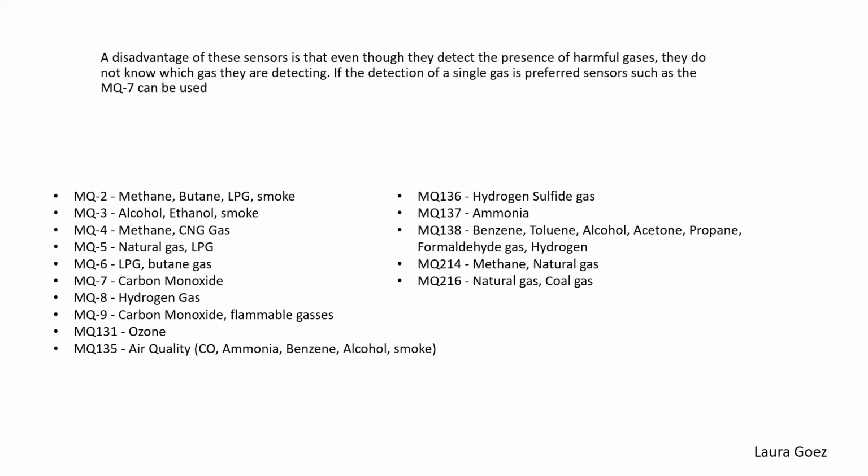A disadvantage encountered on these sensors is that even though they detect the presence of harmful gases, they don't know which gas they're detecting. If the detection of a single gas, let's say carbon monoxide, is preferred, sensors such as the MQ7 can be used.